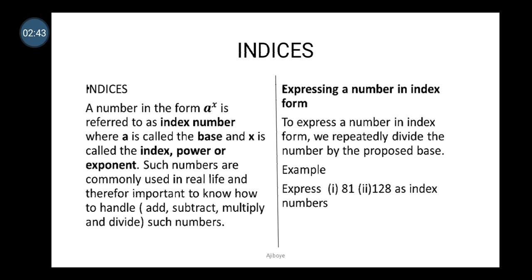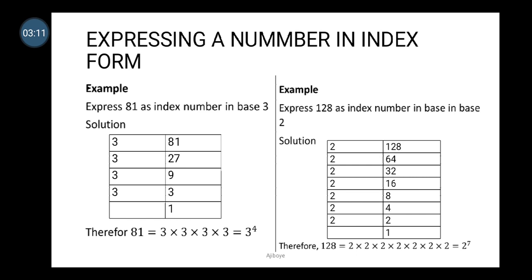So the first thing to learn is how to express a decimal number in index form. To do this, we express an index number by dividing by the intended or proposed base repeatedly. For example, express 81 and 128 as index numbers. You can see what we did there. Express 81 as an index number in base 3.